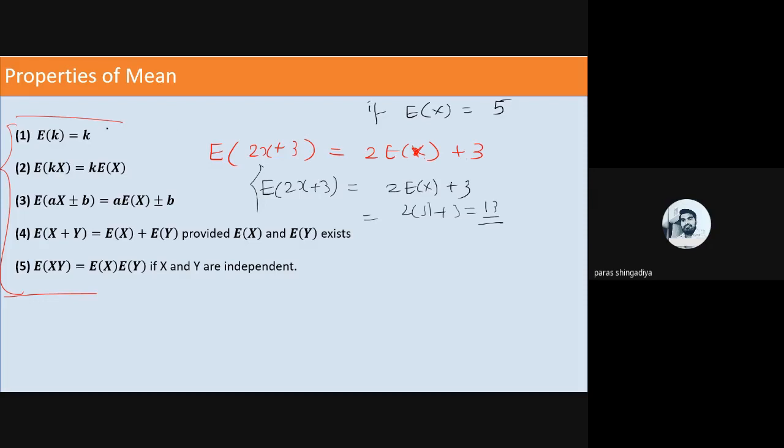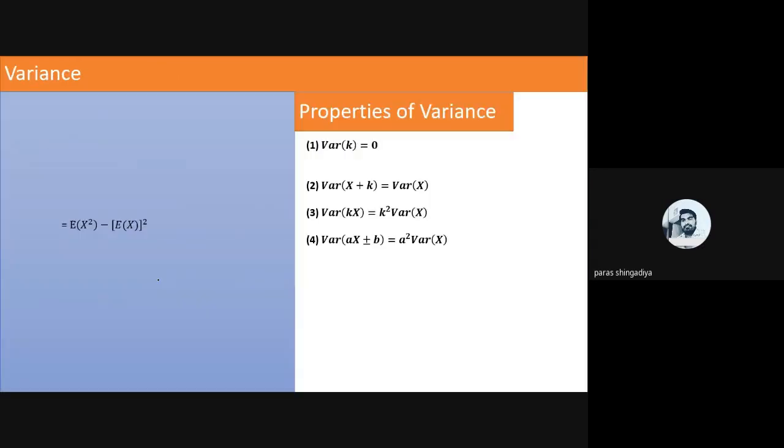E of k is equal to k itself, E of k into x is equal to k into E of x. Then the third one, addition: for any two random variables x and y, it is the same as E of x plus E of y. And then the product also exists here, E of x into E of y, where x and y should be independent. So these are the few properties of the mean.